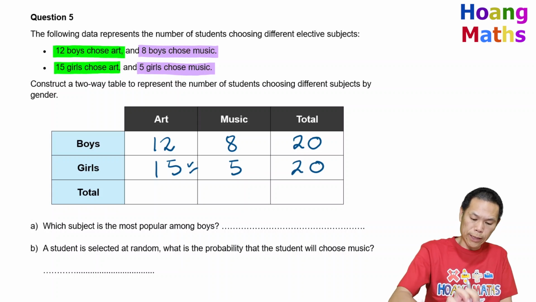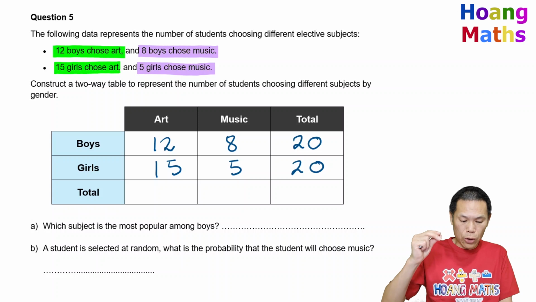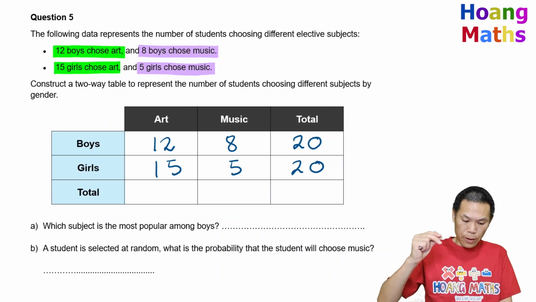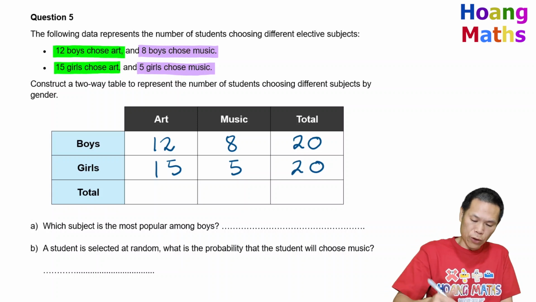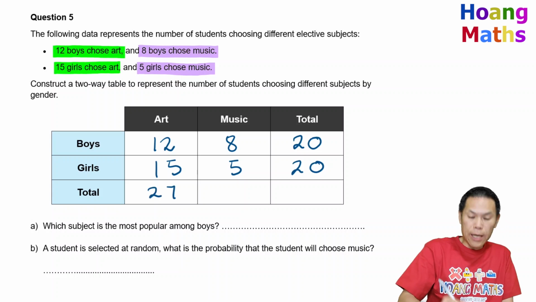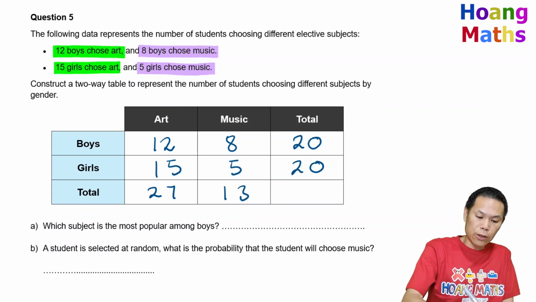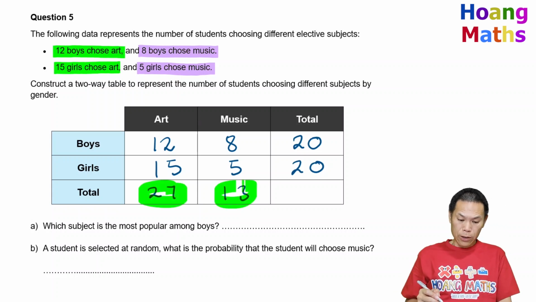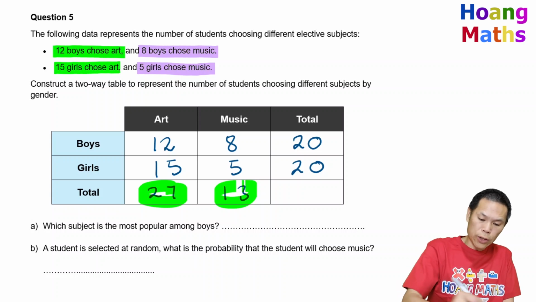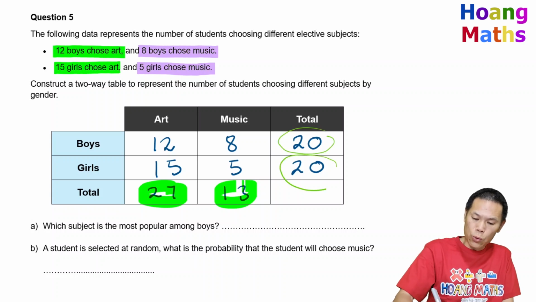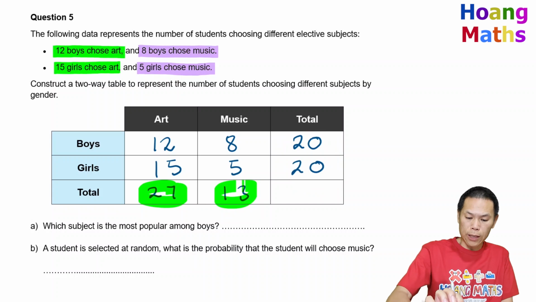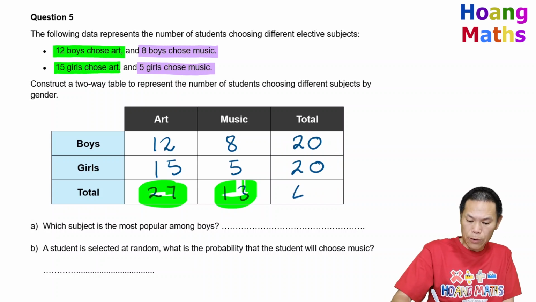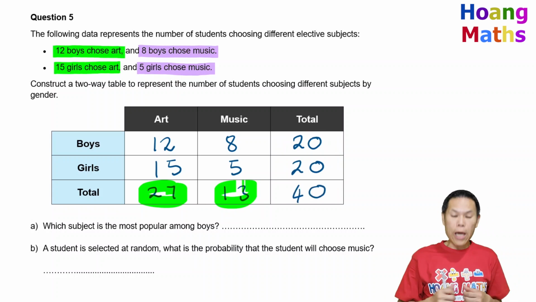Now we just need to work out the total number of students doing art, or choose art if you like. 12 plus 15, it gives me 27. And 8 plus 5 gives me 13. And we add this up. 27 plus 13, so that gives me 40. Or you can go 20 plus 20, gives me 40. So keep that in mind. So 40. So there you go.